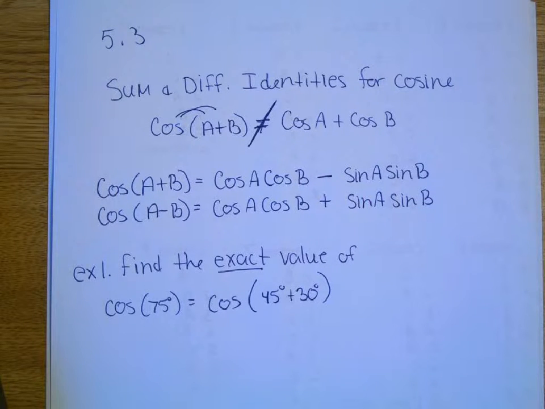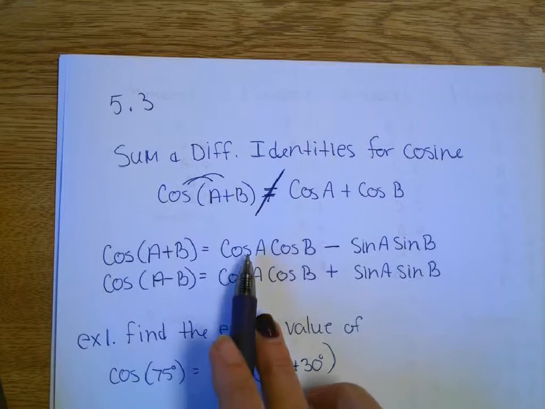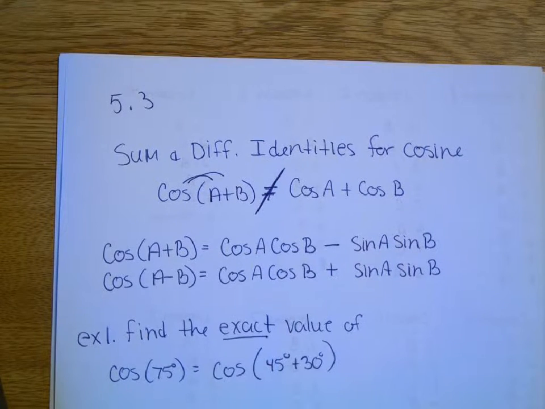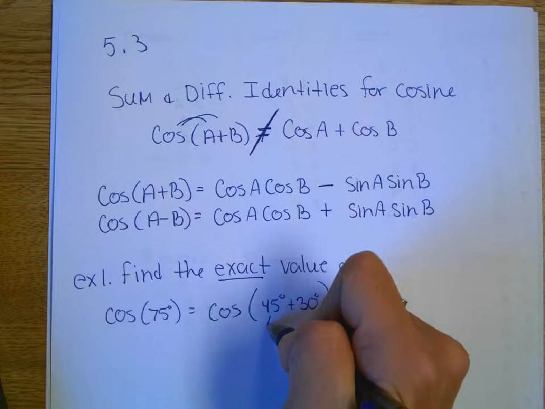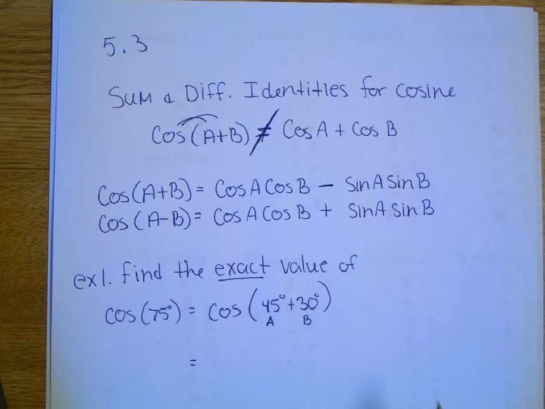I see what you're saying. You see where this is going? So now I can use my identity, because my identity has these four values, and these four values will be on the green sheet, where 45 is my A, 30 is my B. So now I'm going to use the identity to expand this and then get the four values from the sheet.